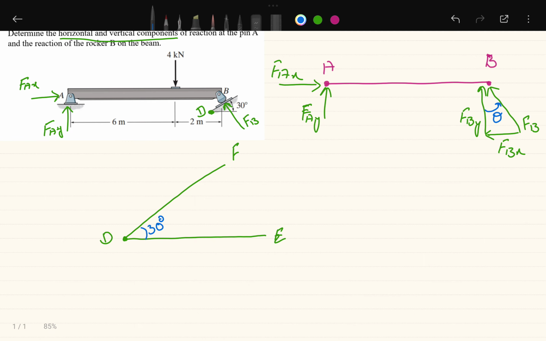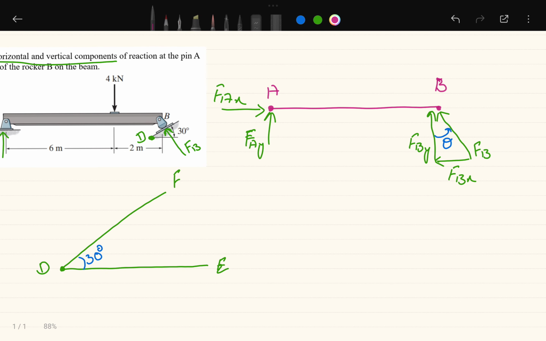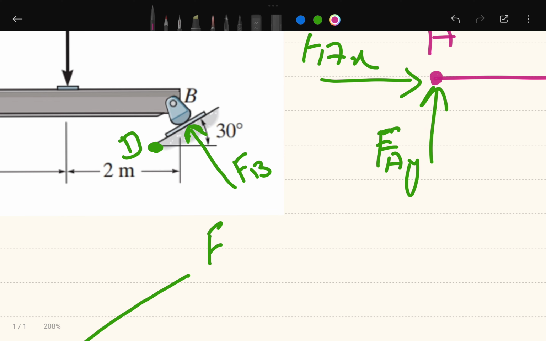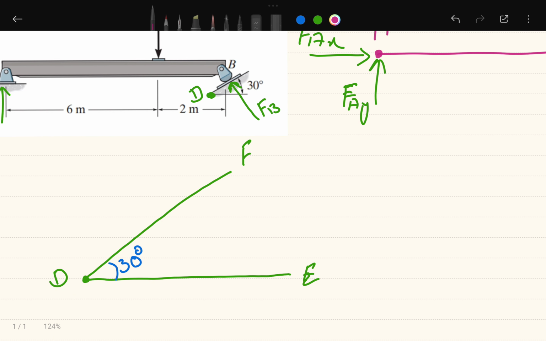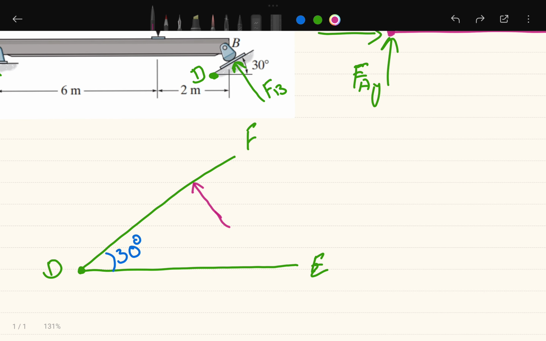Now another thing that is known is that the force FB is applied at an angle. Okay, but we already know that this force will be perpendicular to the support surface. For a roller support it should be perpendicular, so that means the force FB that is applied is perpendicular, making an angle of 90 degrees with the line DF. Okay, this is my FB.